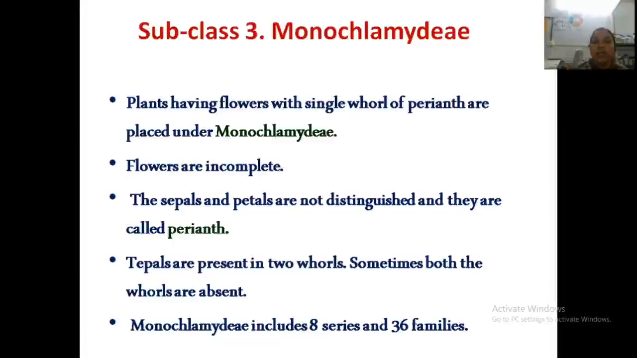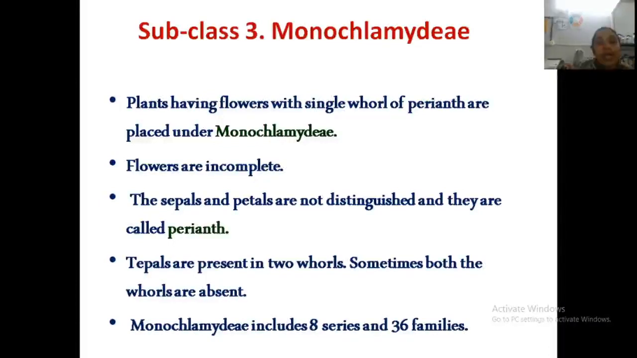Inferae, Heteromerae and Bicarpellatae. Subclass 3 Monochlamydeae. What is Monochlamydeae? Flowers with a single whorl of perianth. Means not differentiated into sepals or petals. Only a single whorl, I showed in the slide before. Okay. Flowers are incomplete. Some parts may be absent. So we cannot distinguish sepals or petals. You can call it perianth, or otherwise tepal. And sometimes it may be arranged in two whorls or sometimes completely absent.